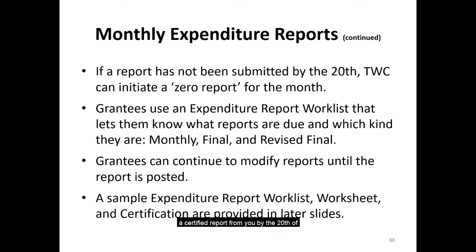If we don't receive a certified report from you by the 20th of the month, which is the due date, we can at TWC initiate a zero report for you for the month. Now, that is something we try not to do because we desperately need the information to compile our reports. So once we see that there's a late report, we try to reach out to each entity and see how we can help them compile that report so that we can get the information that we need to compile for federal reporting purposes and otherwise.